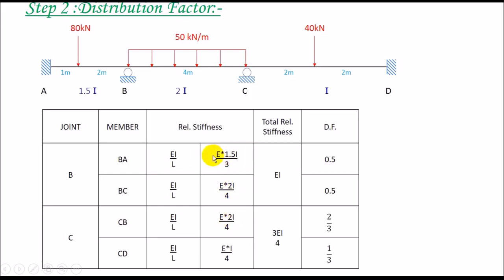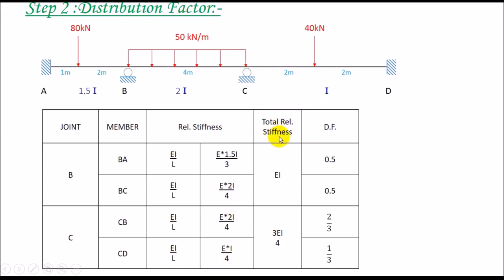So for BA it is E into 1.5I by L, where L is the member length. For BC it is E into 2I by L, where L is again the member length of BC. For CB it is E into 2I by L, that is 4, and for CD it is E into I by L.